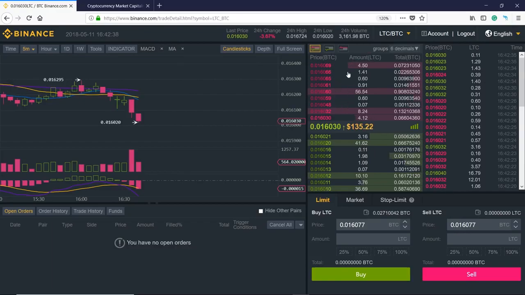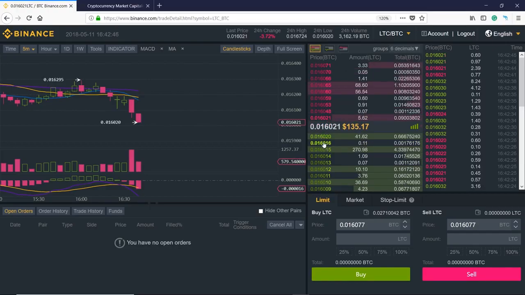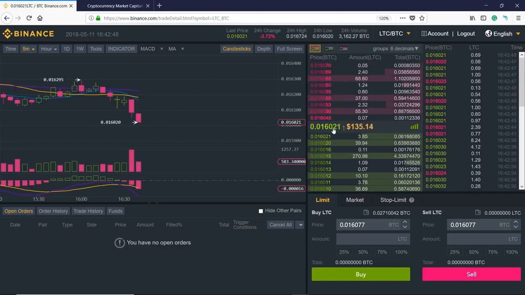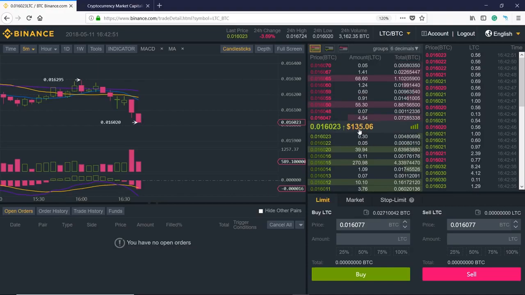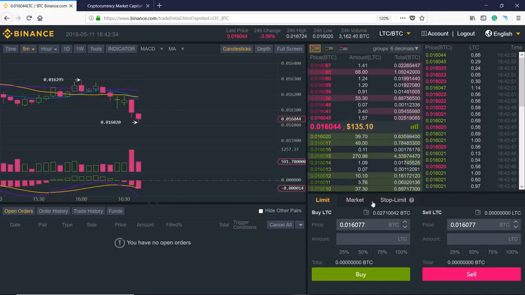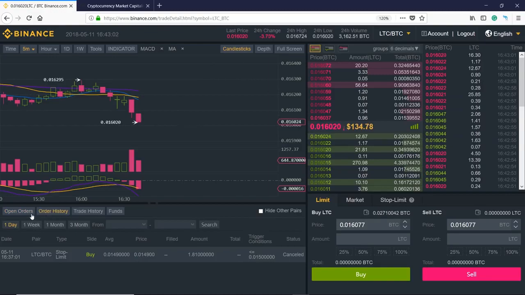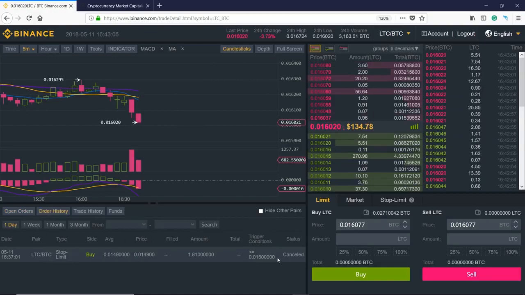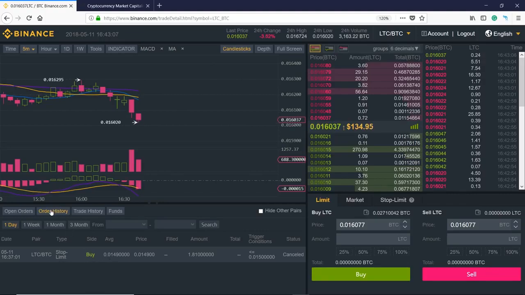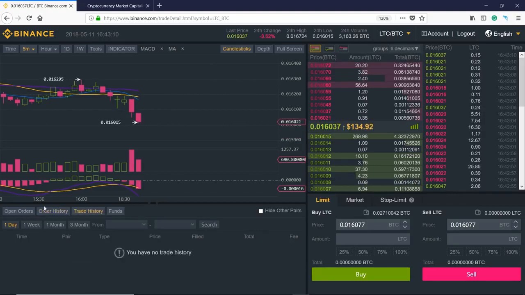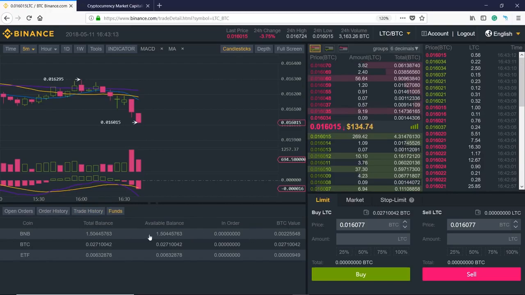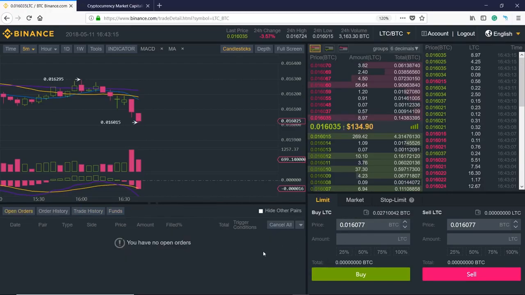So again, this is the price here in red. This is the sellers. Everyone that's selling their coin is here. And everyone that is actually buying is right here. The price here in the middle is the current price of the coin. Again, you have the limit, market, and stop limit options right here. And this is the actual trade history right here, and your order history is here. This shows me the last canceled order that I had earlier on the other one here. Order history, trade history. And these are my current funds right here. So that's the advanced view, okay?